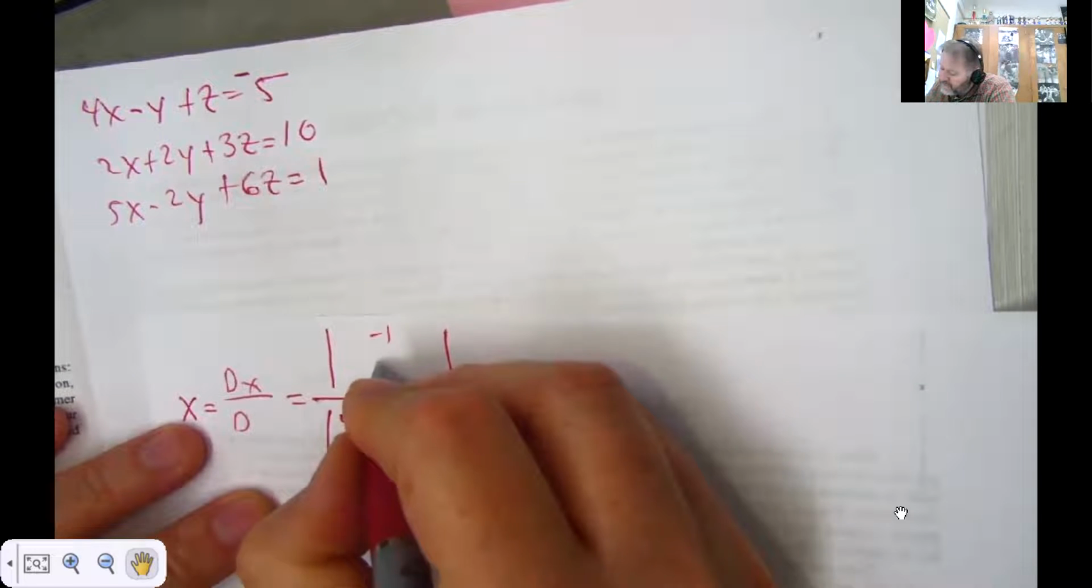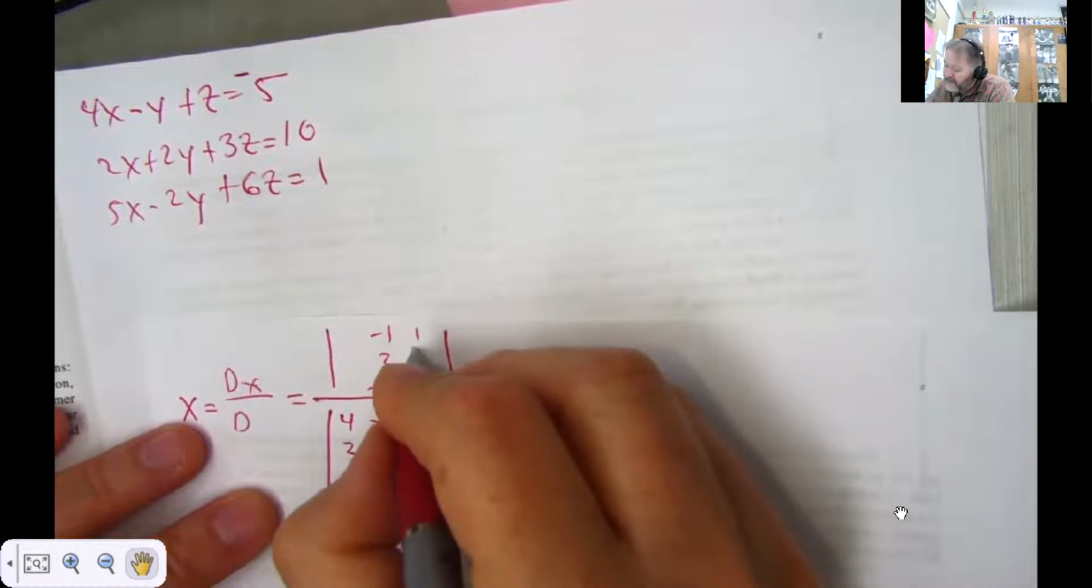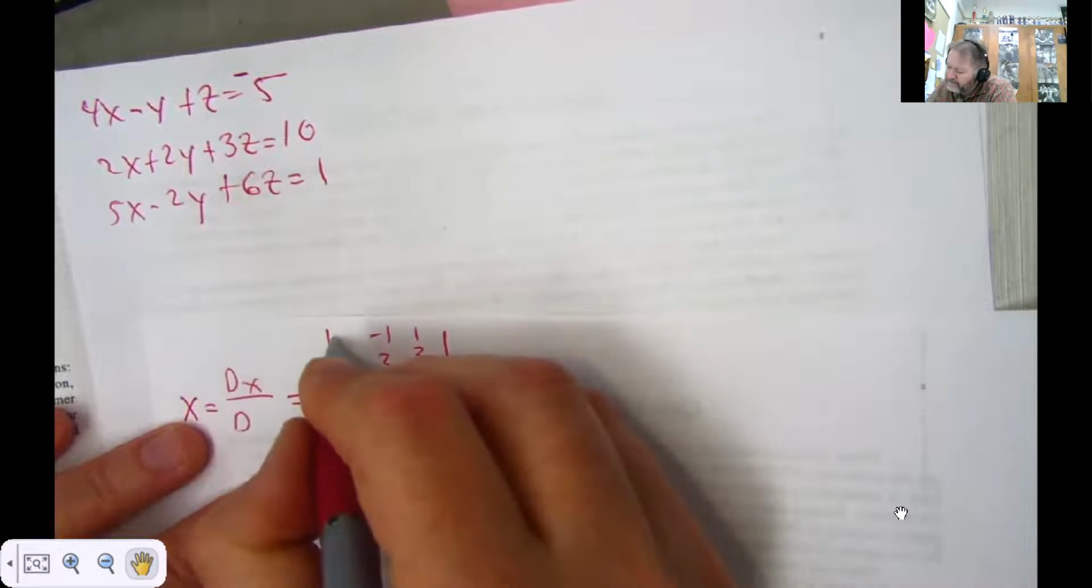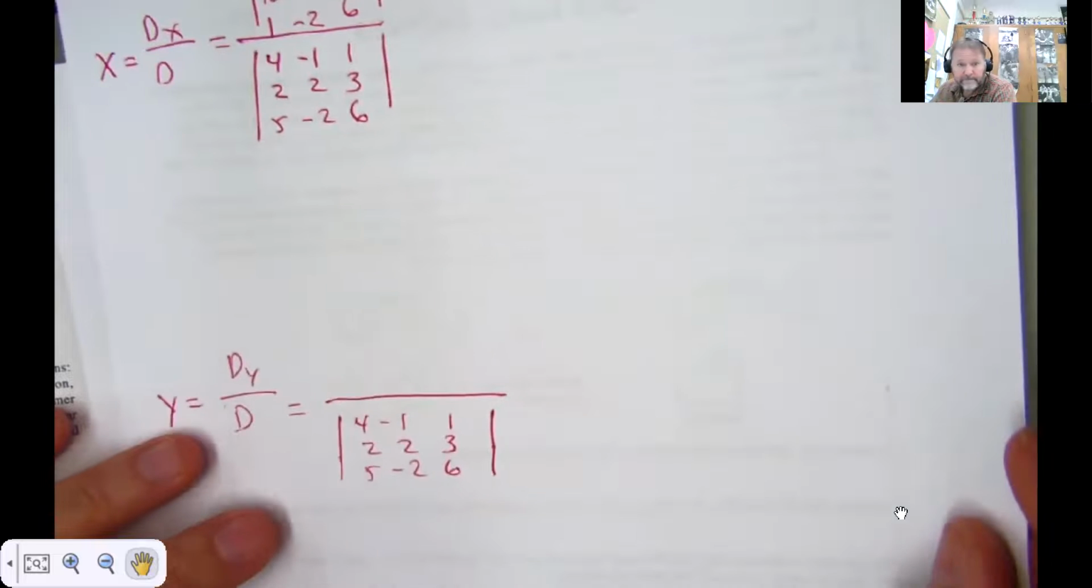What I told you to do, for d sub x, you're going to cover up the x column. When you're trying to find x, you cover up the x column, you bring everything else up. That means the y column and the z column up. It's going to be negative 1, 2, negative 2. Don't lose signs. And now let's talk about it. For the x column, what am I going to put in that bare spot? I'm going to put in negative 5, 10, 1. What's it equal to? All right, on to the next one.